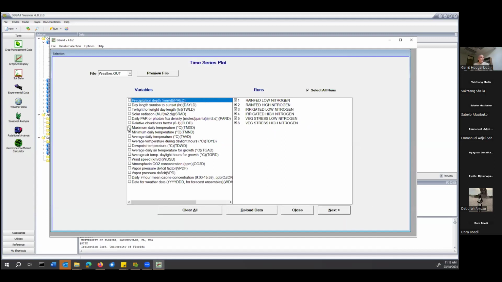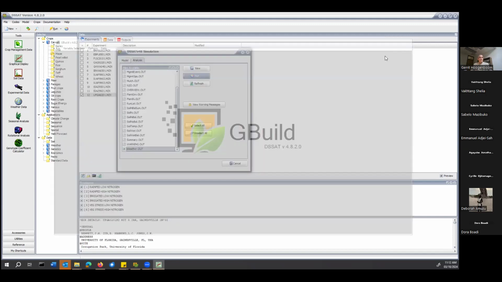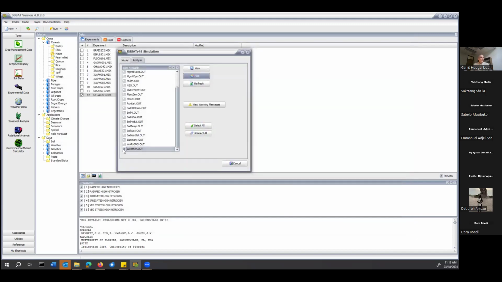Or we can look at precipitation in millimeters per day. We can look at CO2 concentration. We can look at solar radiation, etc. So there are many things we can plot. I also mentioned that the model can deal with environmental impact and resource use. One output is the soil water balance. The other one is soil nitrogen, the soil N output. So I can actually select two output files.